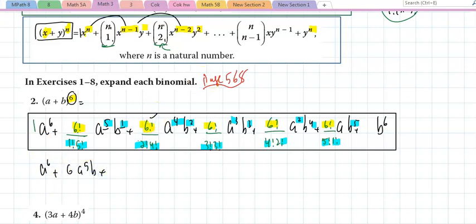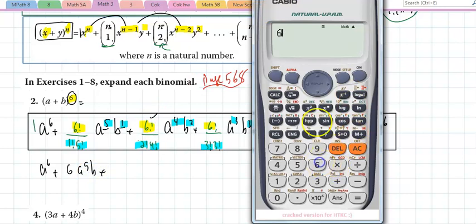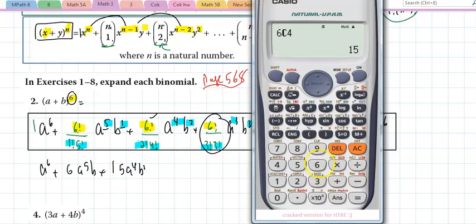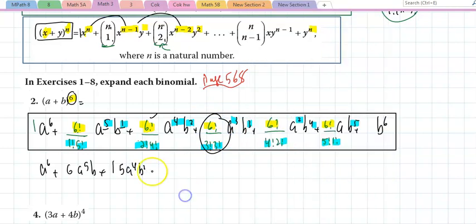And if I go for this piece, 6 nCr 2. Again, 2 or 4 makes no difference. You could say 6 nCr 4. You'll notice you get the same answer. That is 15 a to the 4th b squared. How about this piece? 6 nCr 3. That is 20.